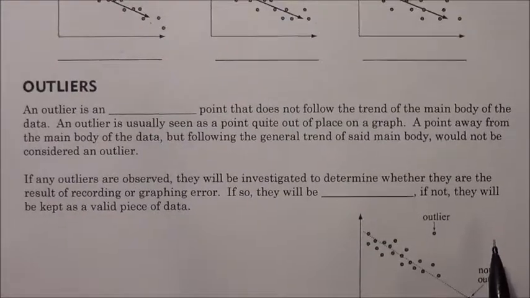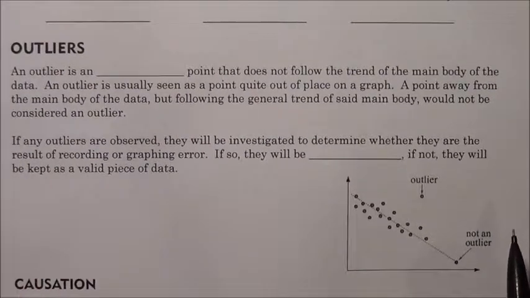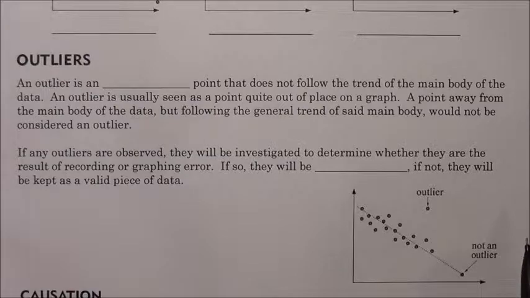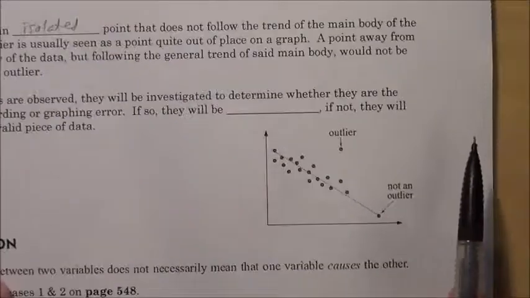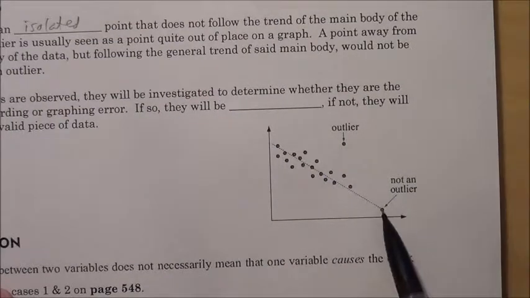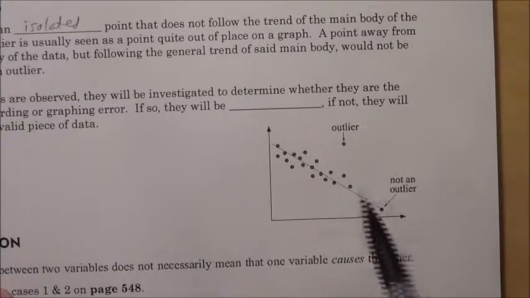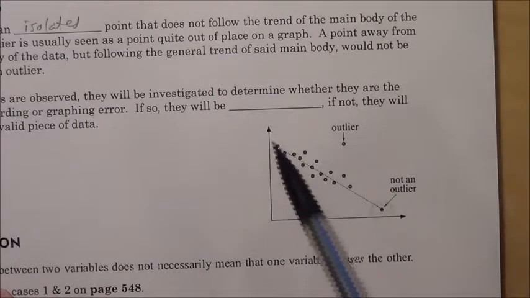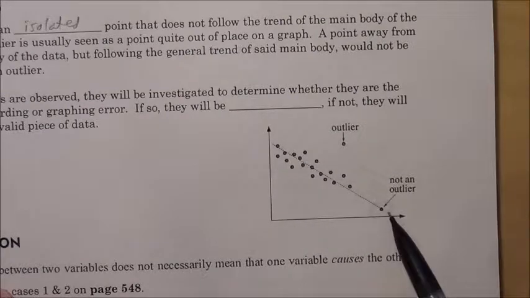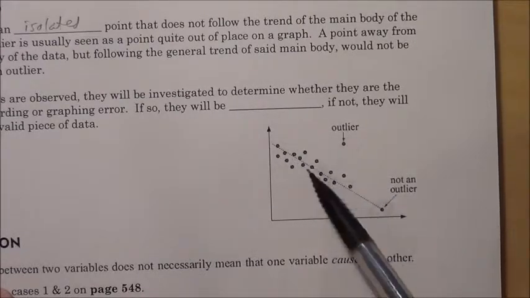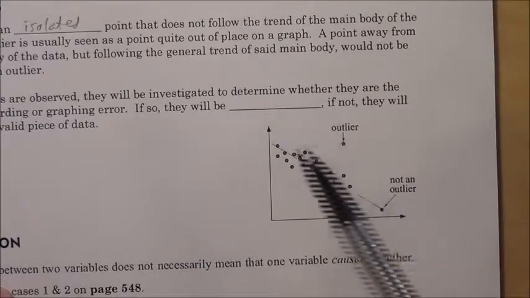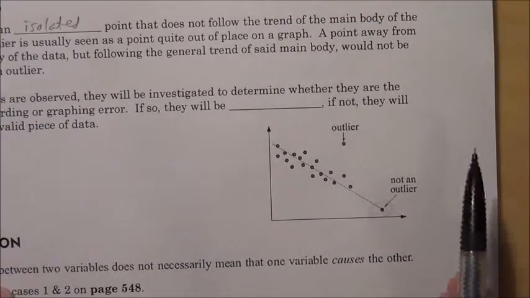And then we get into what's called outliers. Well, we've talked about outliers a fair amount so far. Basically an outlier is what they call an isolated point that is away from the general group of data. So here's an example. You might think this is an outlier, but because it follows the trend of the data, it's in line along that trend line, then we would not call it an outlier. If it's further away from this cluster of points, further away from the general trend, then we would call that one an outlier.